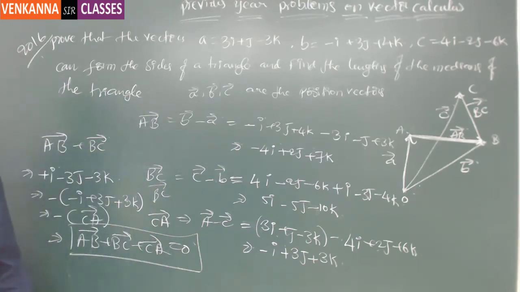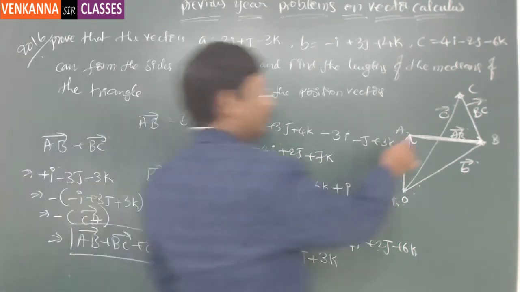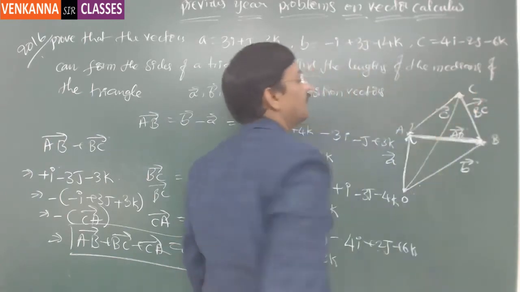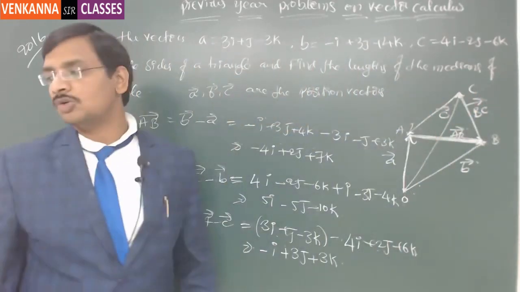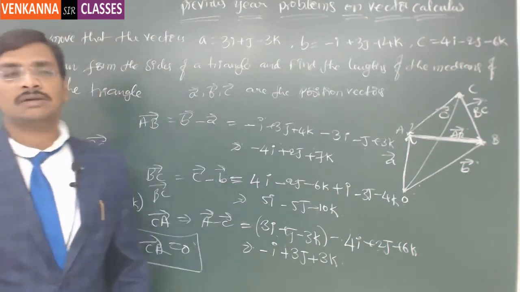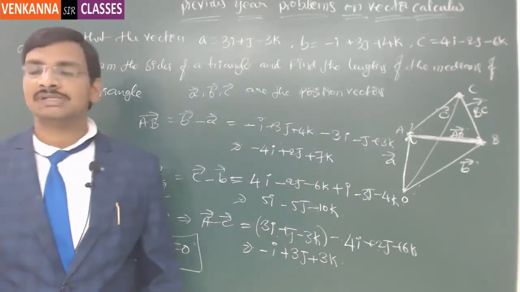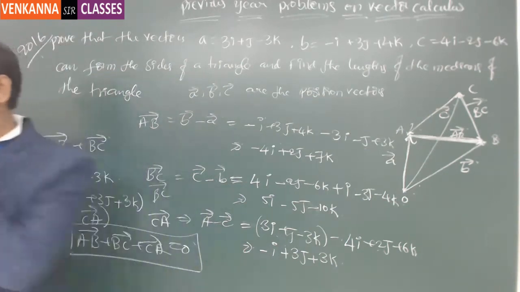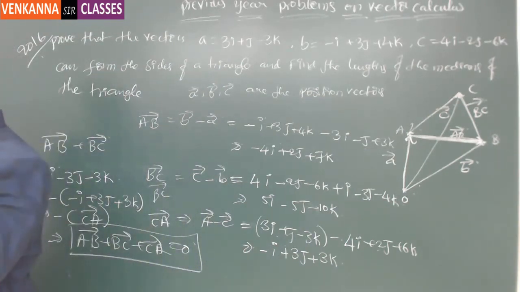Got it? Understood or not? So AB vector, BC vector and CA vector: AB plus BC plus CA is coming out to be 0. Then we say that they are forming a triangle. This is as per the triangular law of vector addition. Got it? Understood, Deepak?